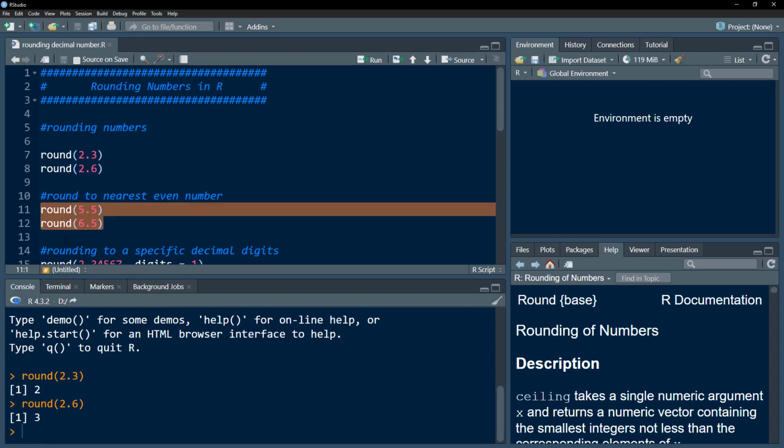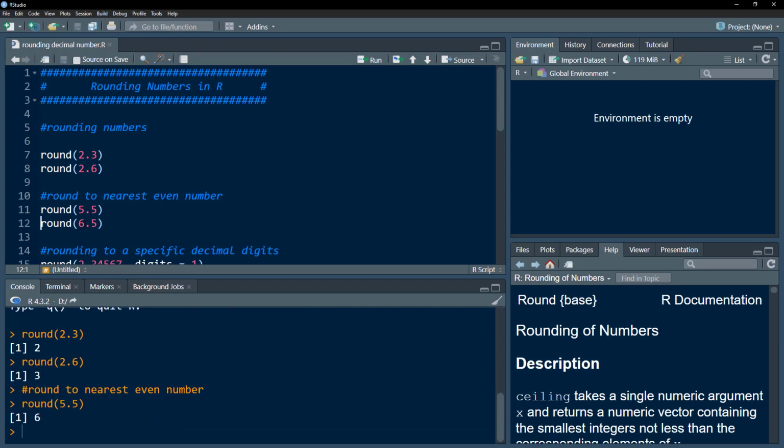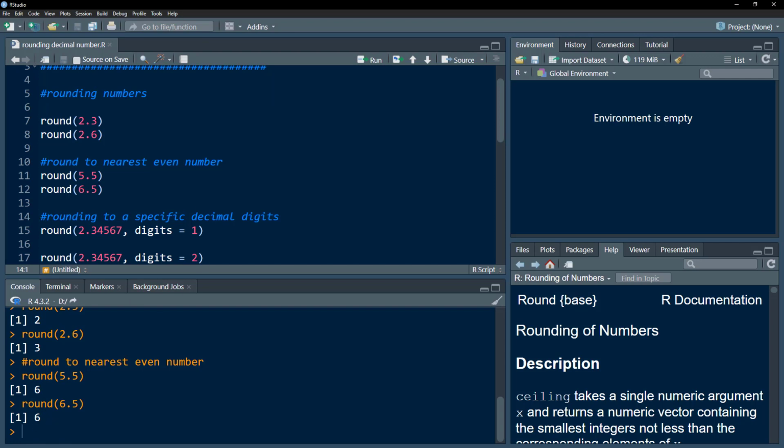Now, this is an interesting case. What do we think this would round to? Obviously, this would round to 6 because the digit after the decimal point is greater than or equal to 5. Let's check this out. And what should this round to? It should round to 7, but it is interesting that this also rounds to 6, because round does not always round to the higher number. In all other cases, it would round to the nearest higher number, but when the digit after the decimal point is equal to 5, it would round it to the nearest even number.